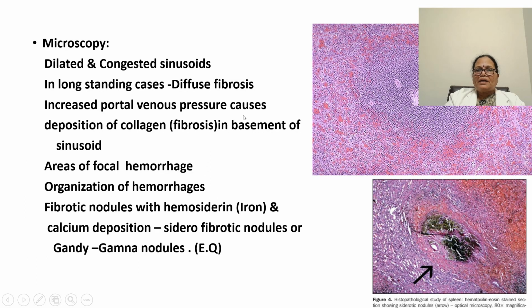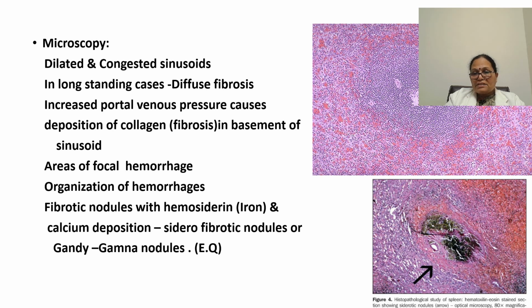Microscopy. Dilated and congested sinusoids. In long-standing cases, diffuse fibrosis: increased portal venous pressure causes deposition of collagen in the basement of the sinusoid, areas of focal hemorrhage, organization of the hemorrhage, fibrotic nodules with hemosiderin, iron, and calcium deposition. So, siderofibrotic nodules or Gamna-Gandy bodies.